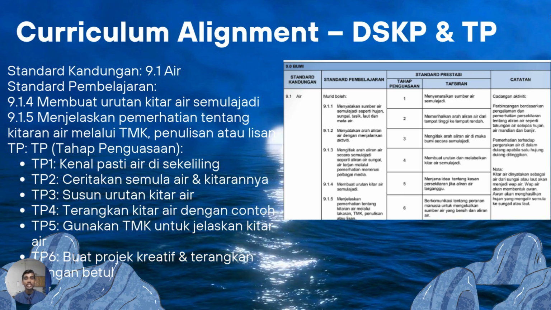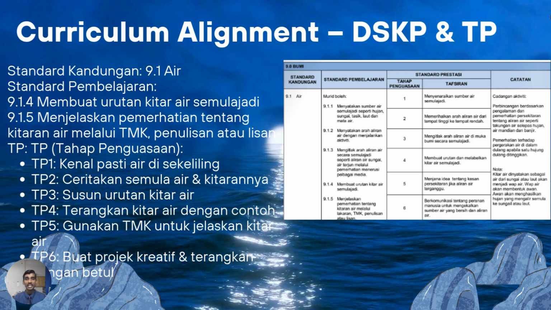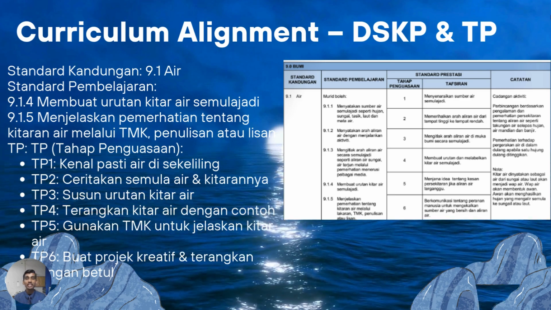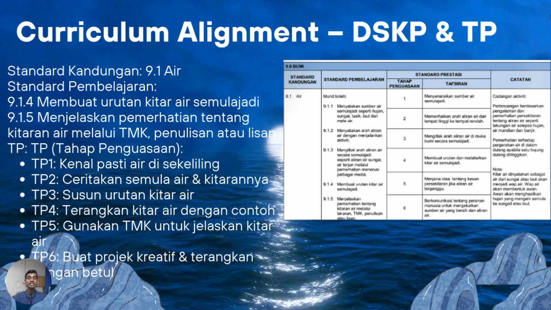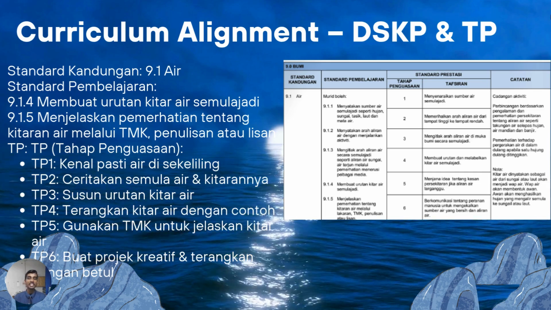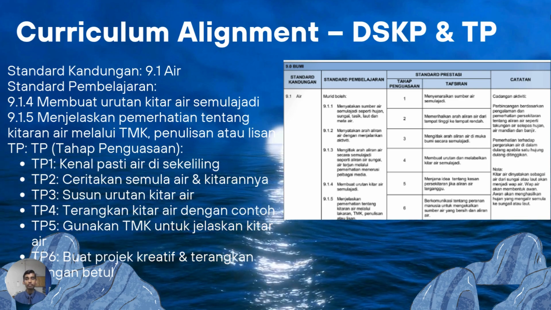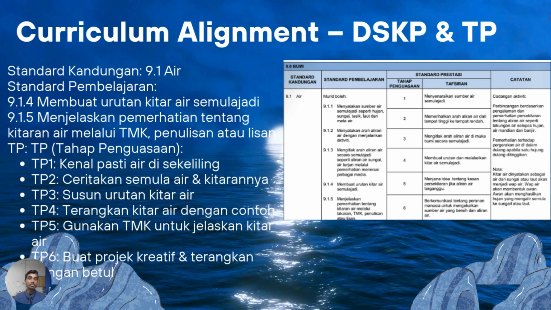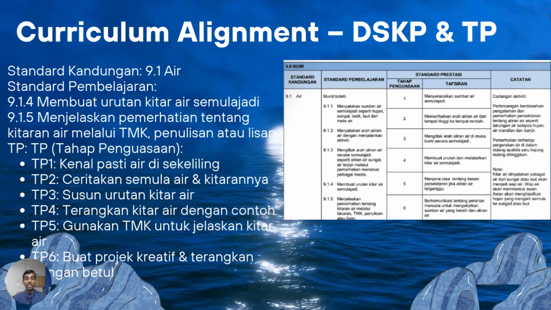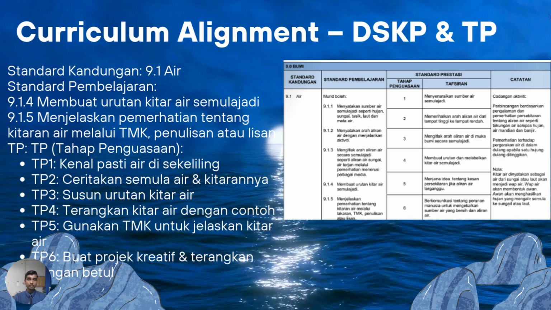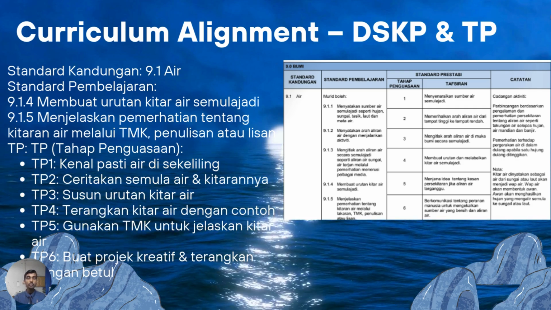TP1 means students can identify water. TP2 means they can tell some facts. TP3 means they can arrange the stages correctly. TP4 means they can explain with real examples. TP5 means they can use IT tools like Scratch to explain the topic. TP6 means they can create something new and creative. My Scratch project helps other students reach all these TP levels step by step, from knowing to creating. I also attached the DSKP of Year 2 Unit 9.